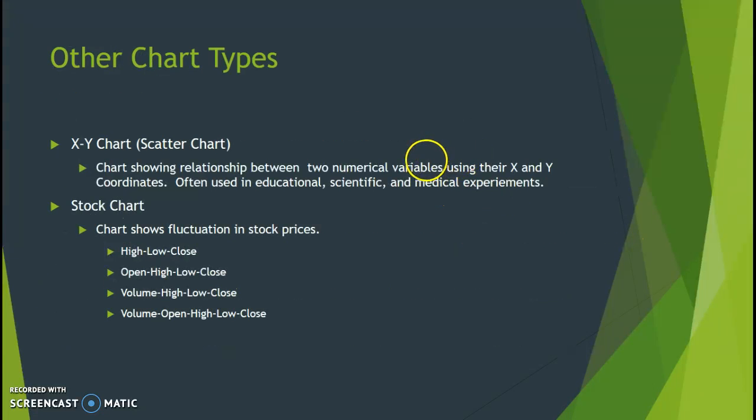A couple of other types of charts that are probably used less prevalently are the XY chart, commonly called a scatter chart, and then you also have the stock chart. You can read, based on the presentation here, what those two types of charts do. But again, they're very specific in nature.